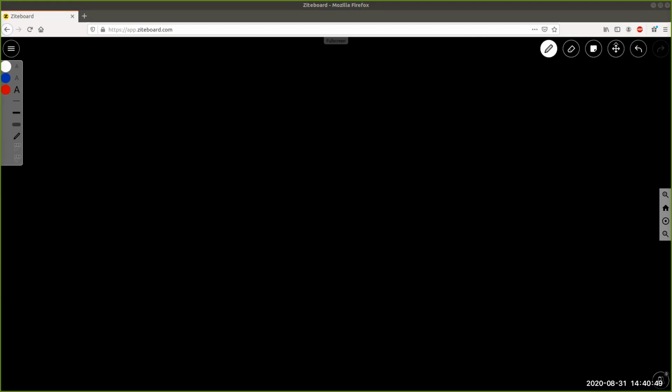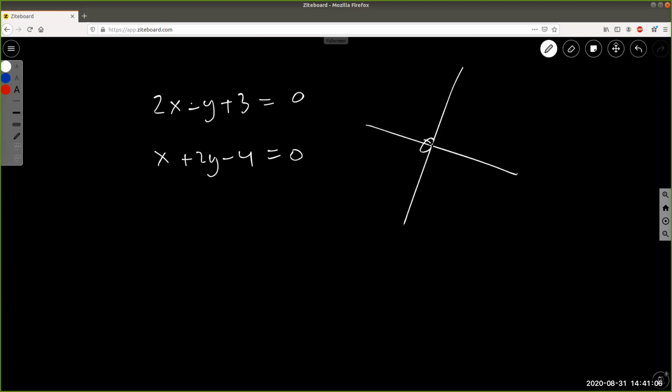Next concept is very simple. You have to find the point of intersection of lines. For example, there are two lines, 2x minus y plus 3 is equal to 0 and x plus 2y minus 4 is equal to 0. Simply you have to solve for the point. What is the point of intersection? It's basically that x and y which satisfies both.